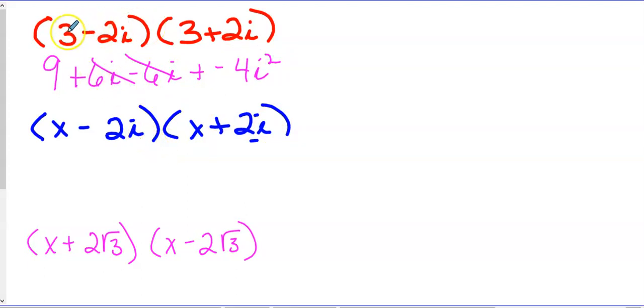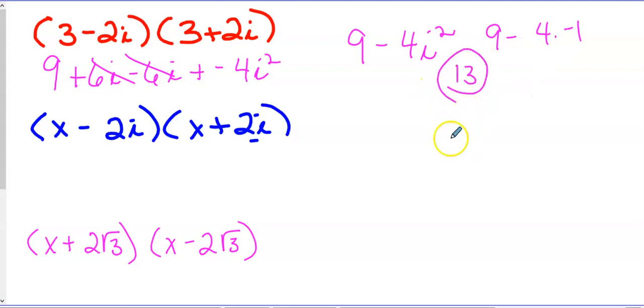Again, it doesn't matter what the 2 terms are in the binomials. If you see the same 2 terms in both binomials and a minus in one and a plus in the other one, you don't need to mess with the middle terms at all. So you can just do the first terms and the last terms. So it would be 9 minus 4i squared. But if you remember from yesterday's video, i squared, we need to change that every time we see it. We can't leave it like that. So this is going to be 9 minus 4 times negative 1. Well, 9 minus negative 4 is the same as 9 plus 4, so that would be 13.